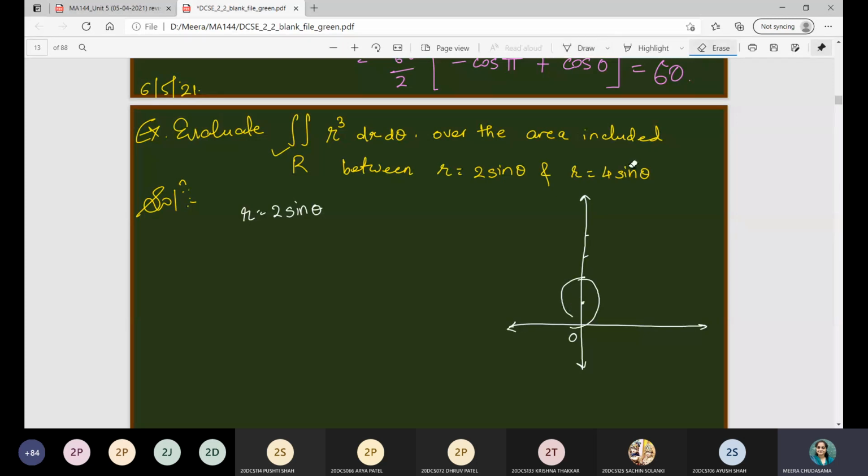So this is the circle you will have, right? Please assume that this is a circle. Let me redraw it. Okay, better than the previous one. So 0 comma 1 will be the center of the circle having radius 1, right? What is r equal to 4 sine theta?